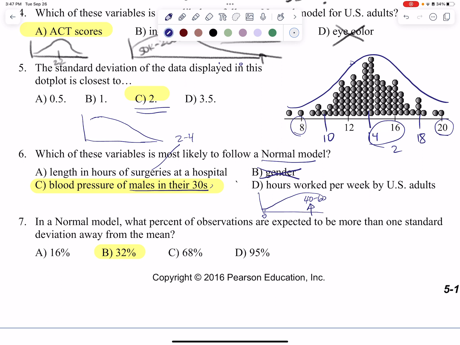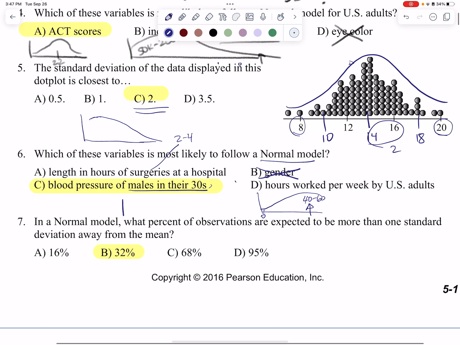In fact, I did a quick survey of the people in my class today, and I said, gentlemen, raise your hand if your blood pressure is high. No one raised their hand. Raise your hand if your blood pressure is low. No one raised their hand. Because I've got a group of healthy young men, and so their blood pressure is probably all pretty similar, a little bit higher and a little bit lower, and that would probably be a normal model.